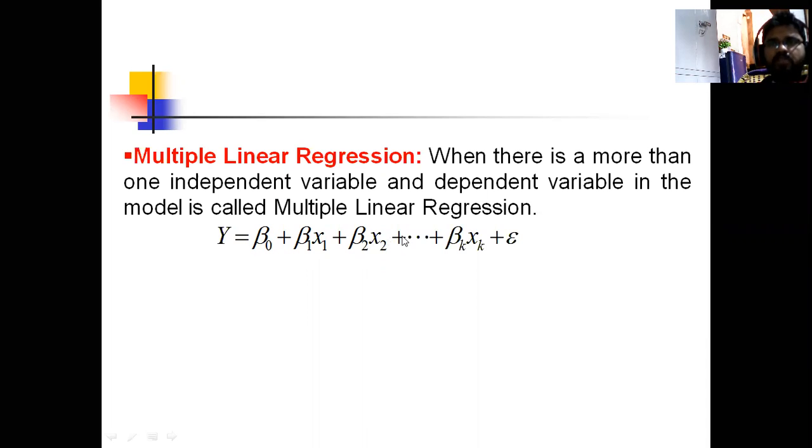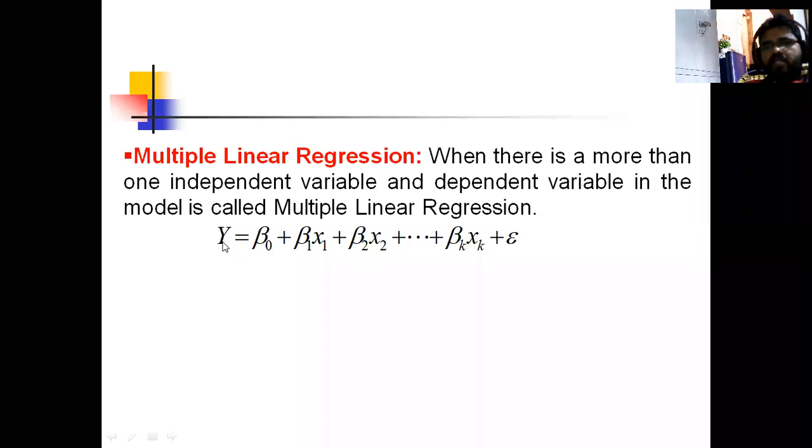Here I put the power value equal to 1 only. The independent variables' power value is equal to 1, as in beta 1 x1. If nothing is written, it comes under linear regression. If it is x2 squared, it comes under multiple non-linear regression. So multiple regression is when there is more than one independent variable in a particular model.